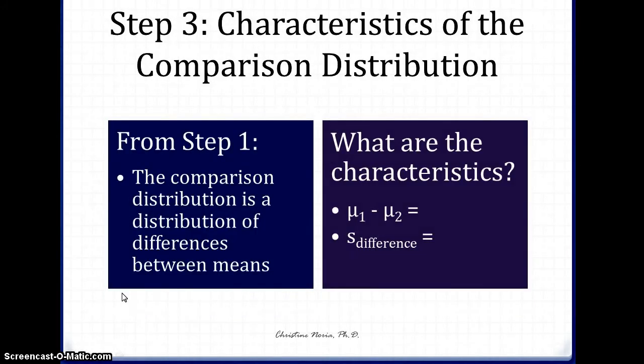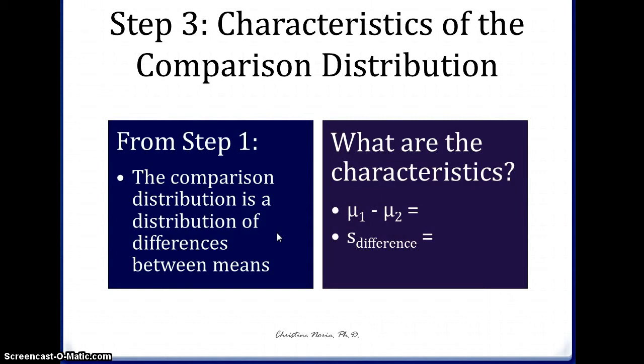So the third step is finding the characteristics of the comparison distribution. From step one, we know the comparison distribution is a distribution of differences between means. And for each type of distribution, we need to find those characteristics.